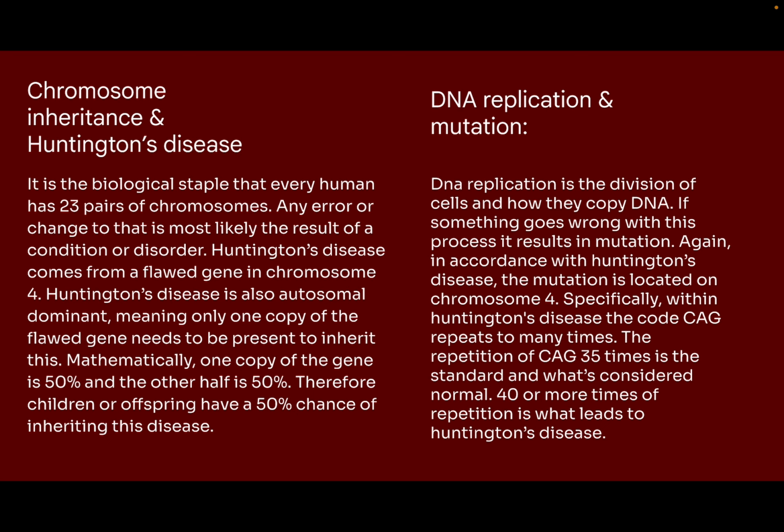DNA replication and mutation. DNA replication is the division of cells and how they copy DNA. If something goes wrong with this process, it results in mutation. In accordance with Huntington's disease, this mutation is located on chromosome 4. Within Huntington's disease, the code CAG repeats too many times. The repetition of CAG 35 times or fewer is standard and what's considered normal. 40 or more repetitions is what leads to Huntington's disease.